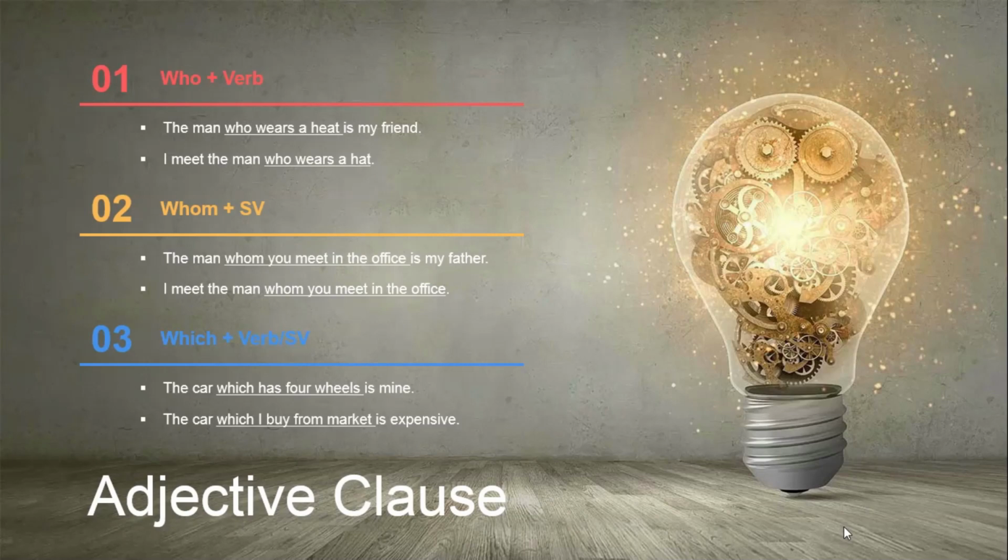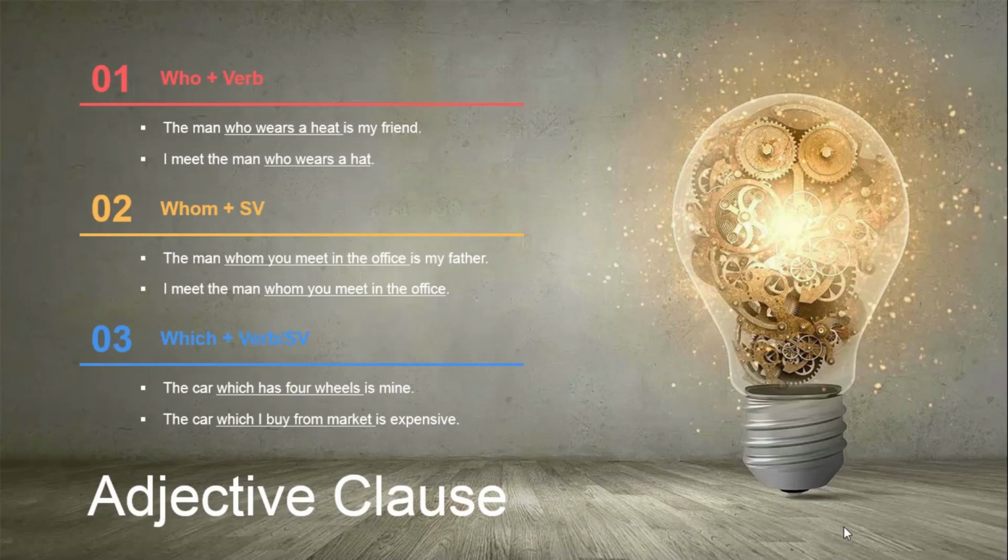Now, what if there is an additional adjective clause? In these sentences, we will analyze which subject and verb are primary. Here, there is a sentence: the man who wears a hat is my friend. Here we see that the subject is the man, and then the verb is "is". So the main sentence is just: the man is my friend. So there is a subject and verb, and then in the middle there is an adjective clause.